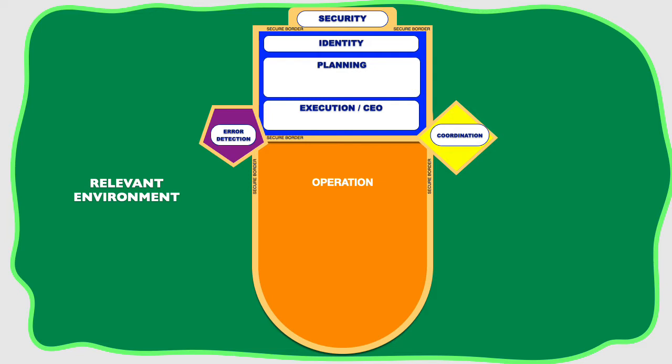Shown here are the 7 systemic functions that allow a viable system to exist through time, acting as a purposeful and successful business unit. Identity, planning, execution, coordination, operation, error detection and security.